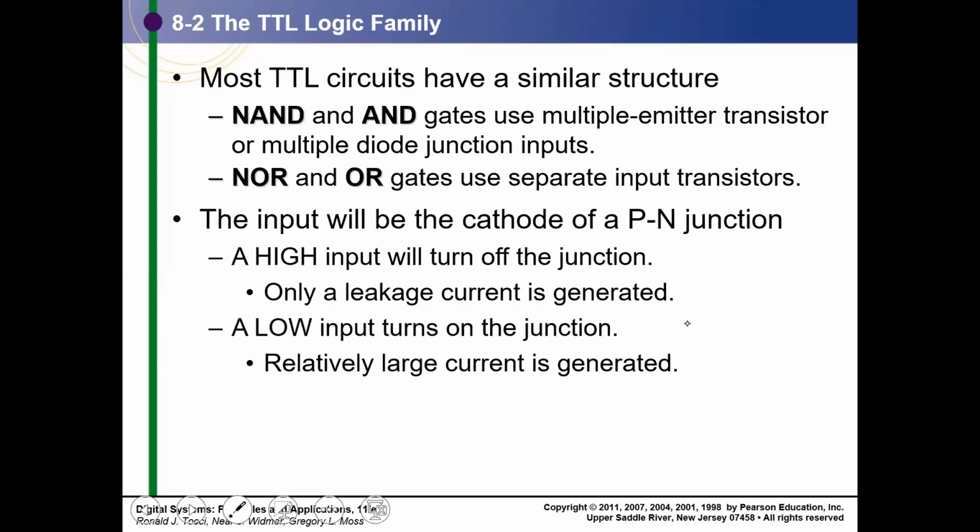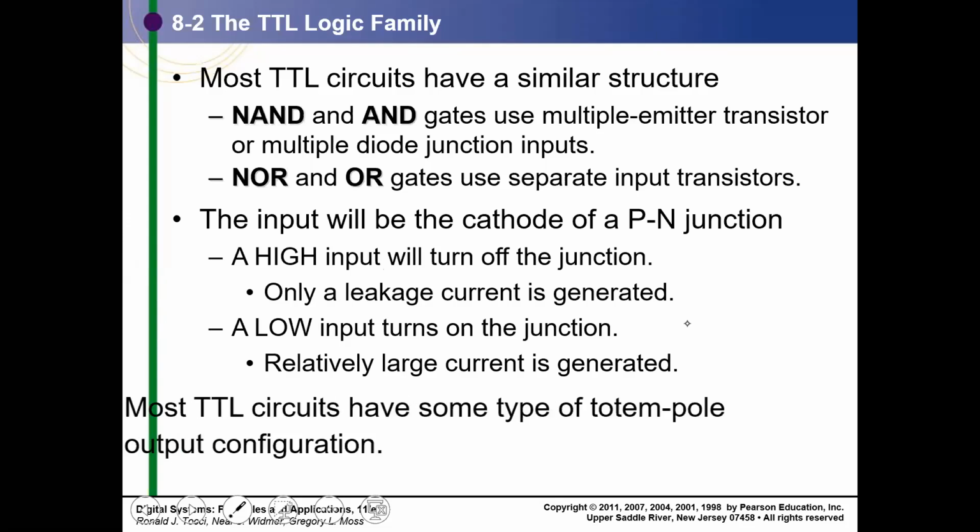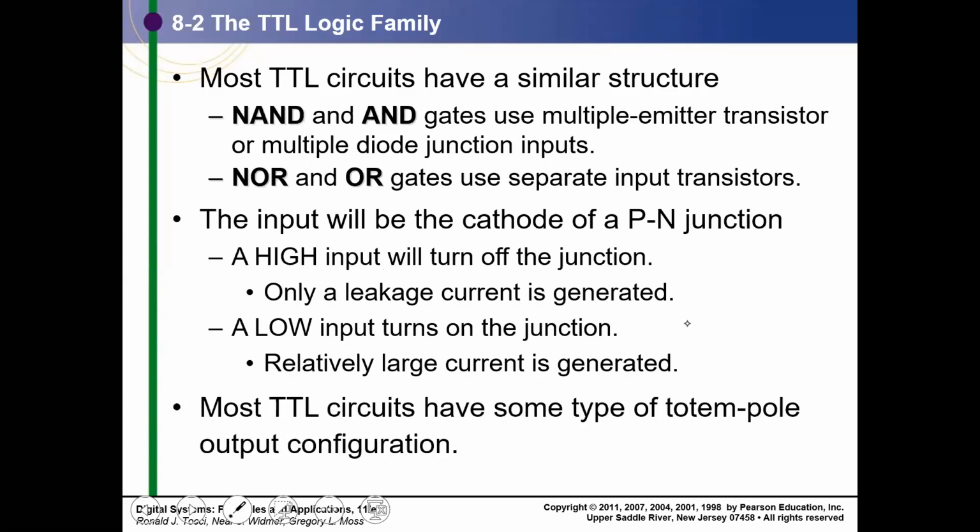The input is kind of a cathode of a PN junction, and a high input will turn off the junction, and if you put a low input, it turns on the junction. We will see a structure and you will get it clear. The most popular configuration used in TTL circuits is the totem pole output configuration. That means one transistor sits over the other transistor. That is the literal meaning of totem pole.